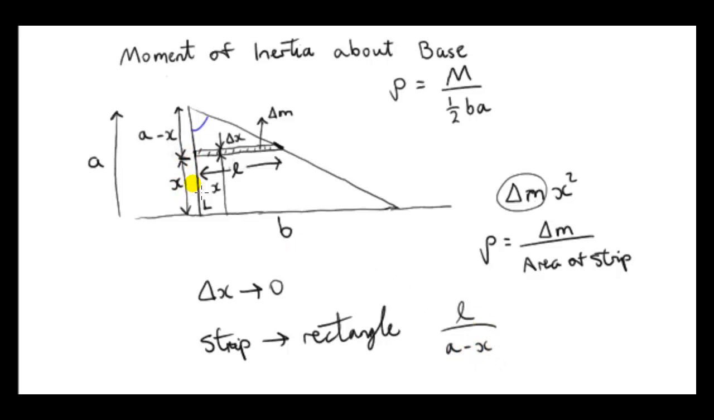Okay, so X is the distance to here. Since the total distance is A, it's just the total distance minus X in the limit when the strip becomes infinitely thin, of course. So opposite over adjacent for the small triangle equals opposite over adjacent for the big triangle. So that's how we get L in terms of X. B and A are just constants, of course.